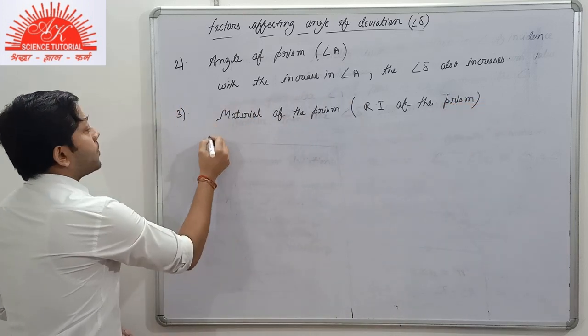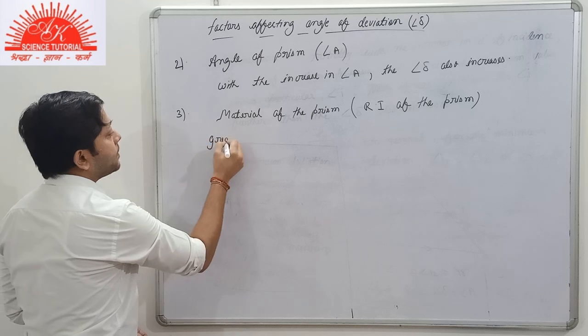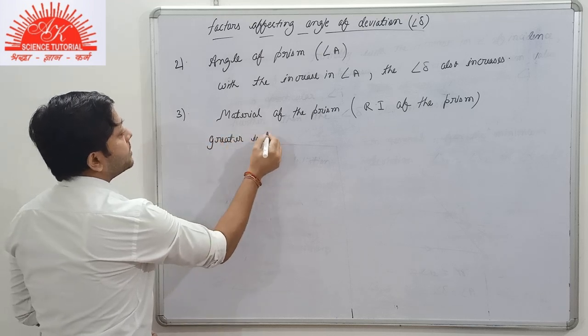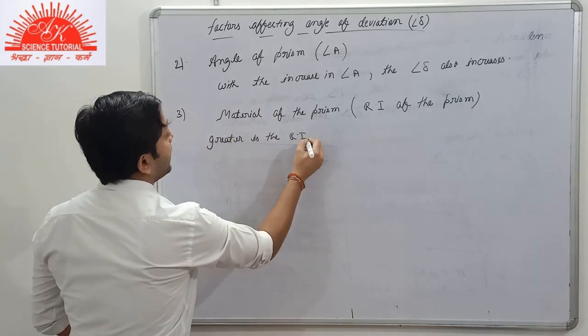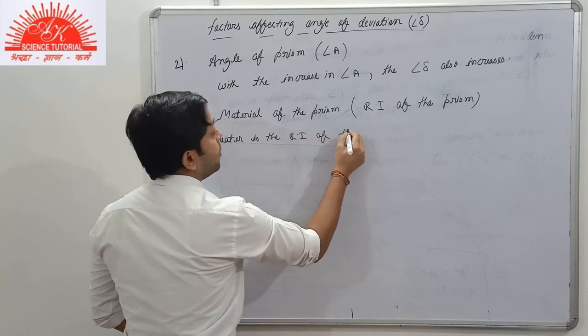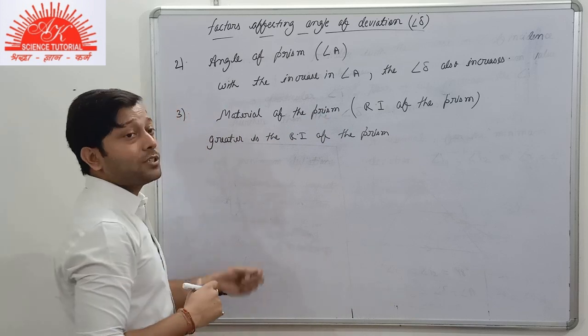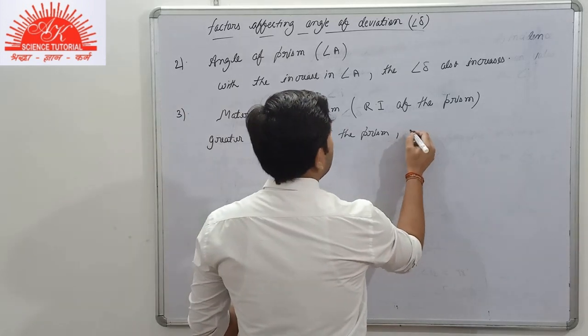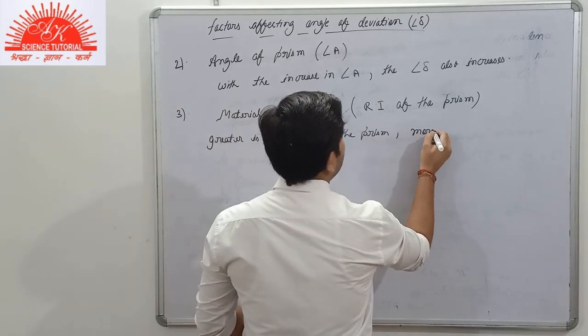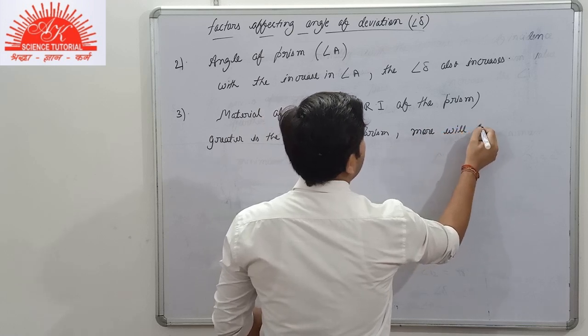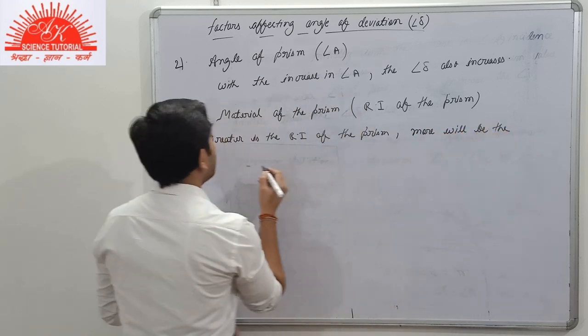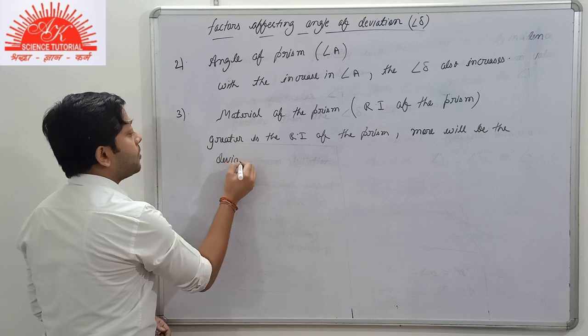So, greater is the refractive index of the prism, that is of the material of which the prism is made, more will be the deviation produced.